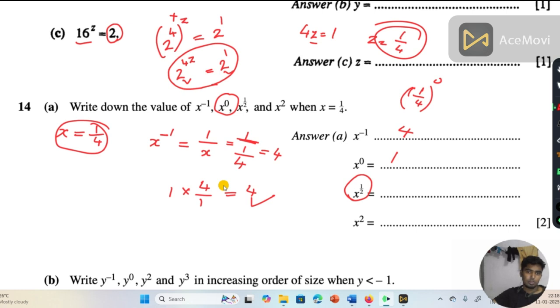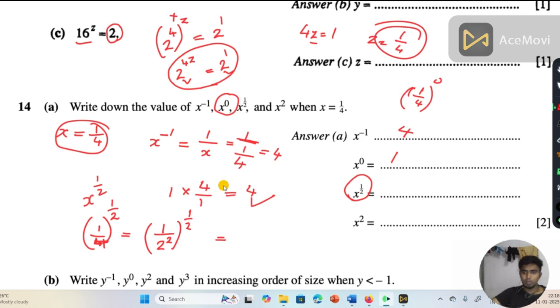So x raised to 1 by 2, the value of x is equal to 1 by 4 raised to 1 by 2. This 1 by 4 we can just change like 1 by 4. What is 4? 4 we can just write as 2 square, then again 1 by 2 square raised to 1 by 2 equal to, then what is 1 by 2 square?